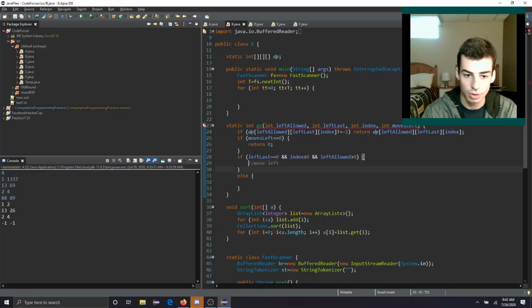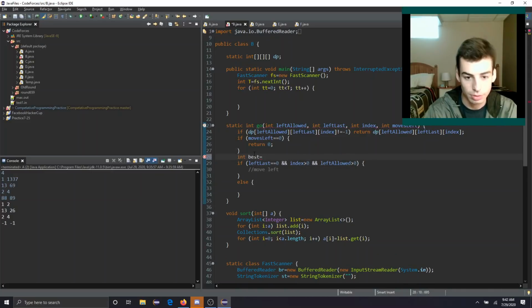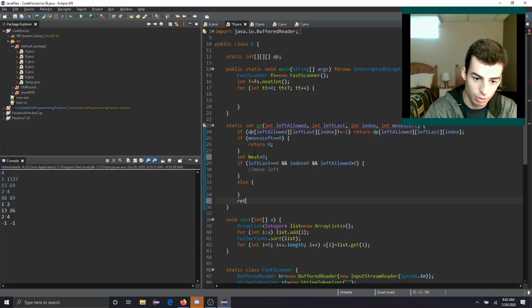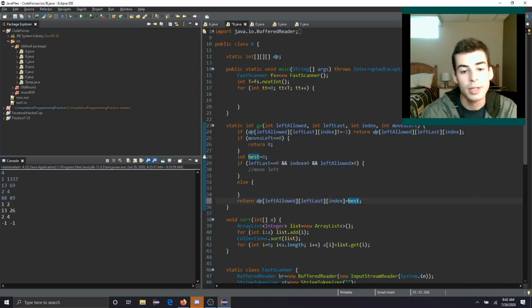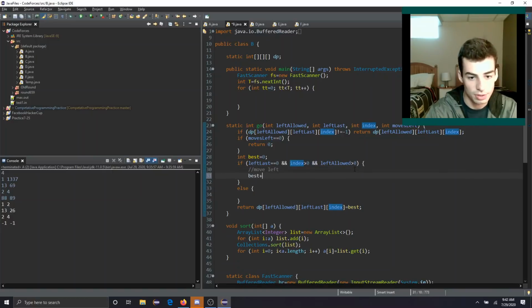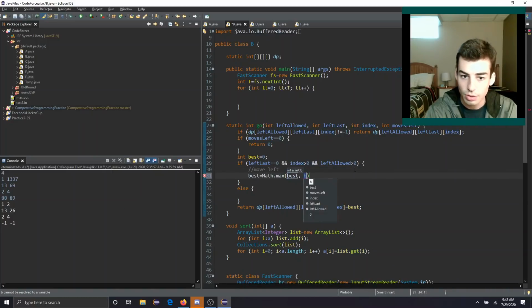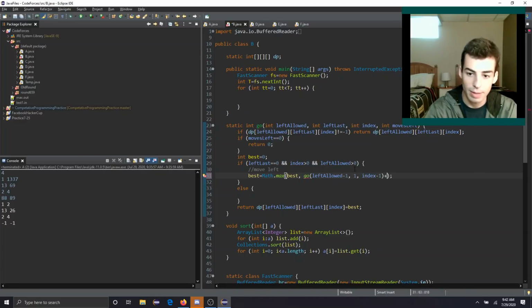Okay, so best equals 0, and dp at left allowed, left last, index is set equal to best. Alright, so now best is equal to the math.max of the best, or how much will this be? Okay, so we'll have left allowed -1. We just have traveled left, and then we'll be at index -1. So we get the maximum total we get from that, plus we get the array at index -1.